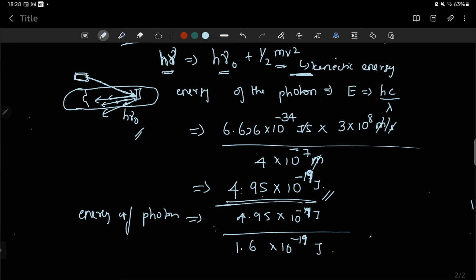இந்த 1.6 into 10 to the power minus 19 என்னது? Charge of electron. Okay, fine. So எதுக்கு நான் இத பண்றேன்? What is the purpose of this step? Electron volt ல convert பண்றேன். Converting it into electron volt. சரியா? So actually joules will be getting cancelled.